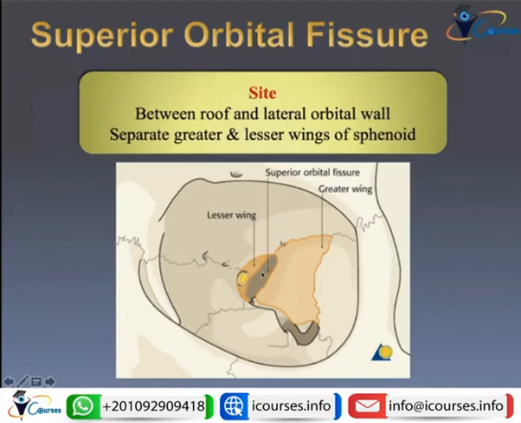This superior orbital fissure will separate the two parts of the sphenoid bone, so it will separate the lesser wing of the sphenoid from the greater wing of the sphenoid. As you can see here, this is the optic foramen transmitting the optic nerve, this is the lesser wing of the sphenoid, and this is the greater wing of the sphenoid. Between them, our fissure is called the superior orbital fissure.